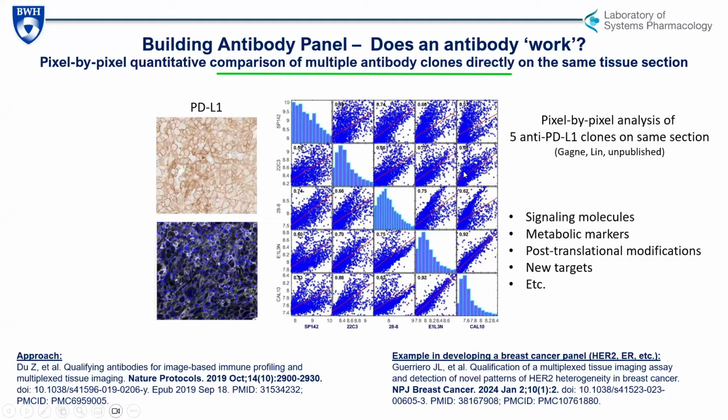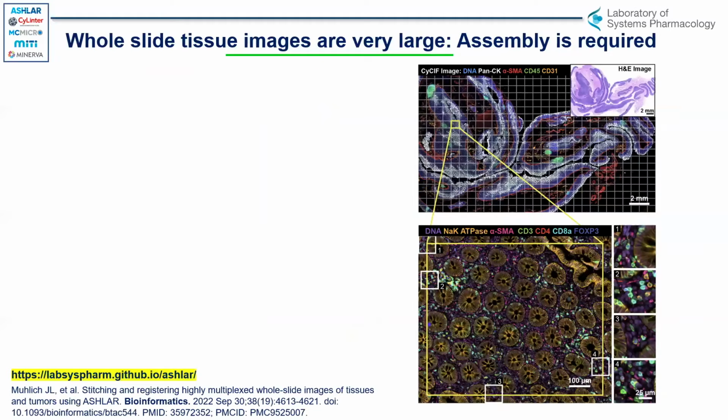So you can start to use methods like this for quantitative antibody reagent validation for difficult to study molecules, signaling molecules, post-translational modifications, et cetera. We present the approach in this Nature Protocols paper and recently published an approach in breast cancer as well.